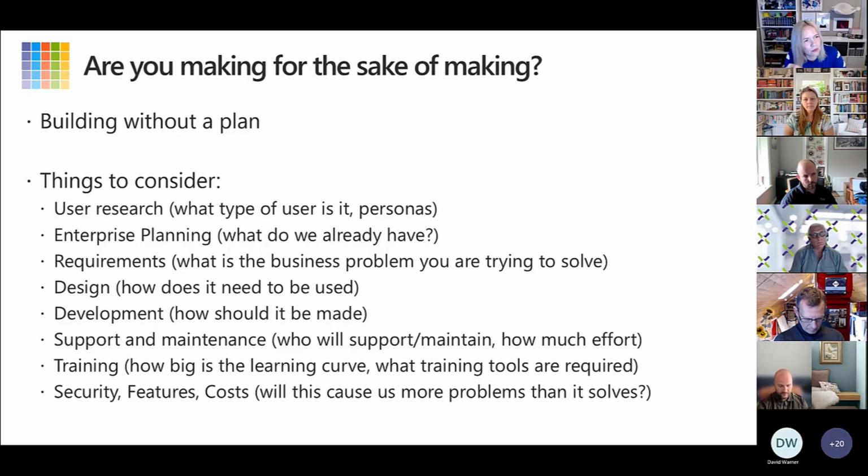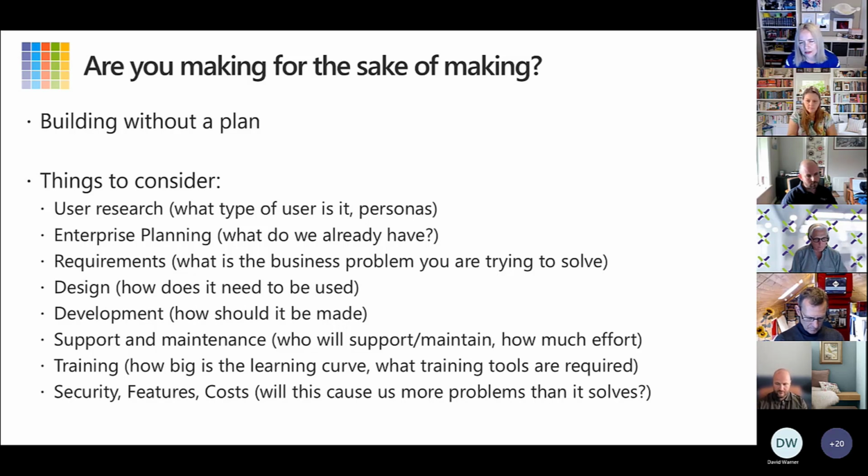I think sometimes, particularly at the lower maturity levels, people do just go off and build because they've got a tool and they kind of know that it's going to help them solve the problem, without understanding how it fits into that wider ecosystem. And these are some really useful things to consider.